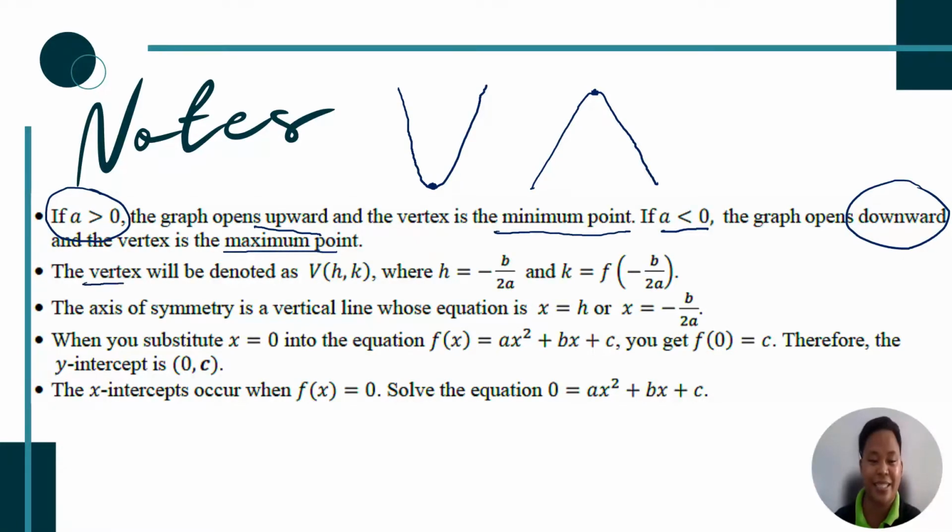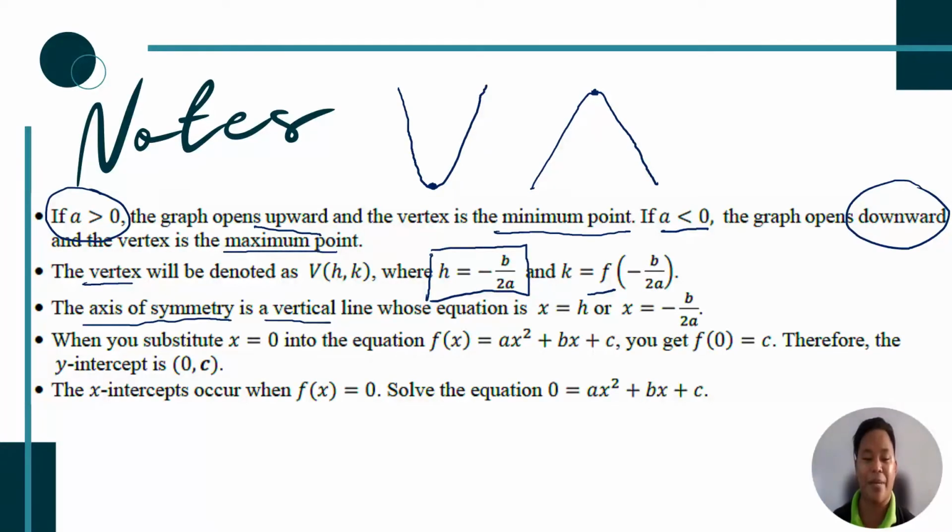The vertex will be denoted as V, with coordinates (h, k), where h is equal to negative b over 2a. So we're going to identify the values of b and a to find h. For the value of k, we're going to substitute the value that we get for h into the given function.